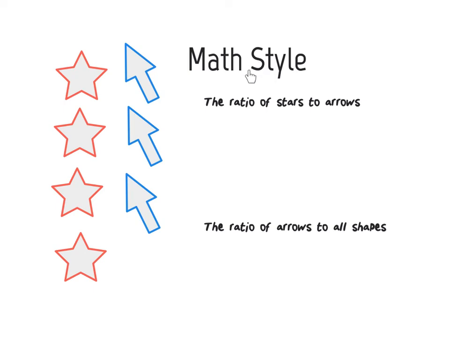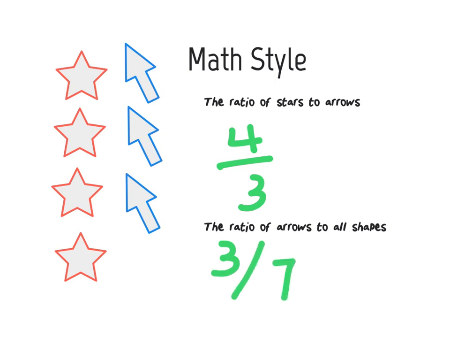And finally, if I want to do things math style, our favorite style, of course, then I want to write things in terms of a fraction. So if I want the ratio of stars to arrows, what I want to do is write 4 on the top of my fraction and 3 on the bottom of my fraction. And if I'm talking about the ratio of arrows to all shapes, then I want 3 on the top of my fraction, and the denominator will be 7 for all shapes.